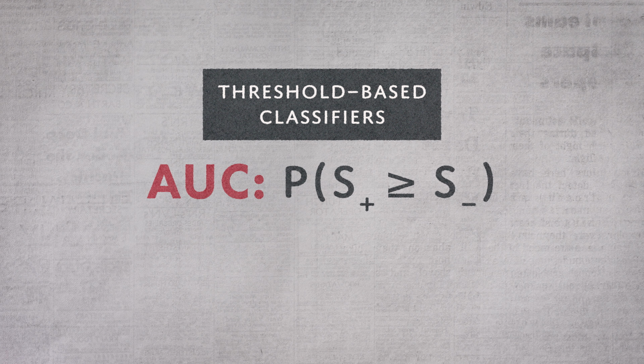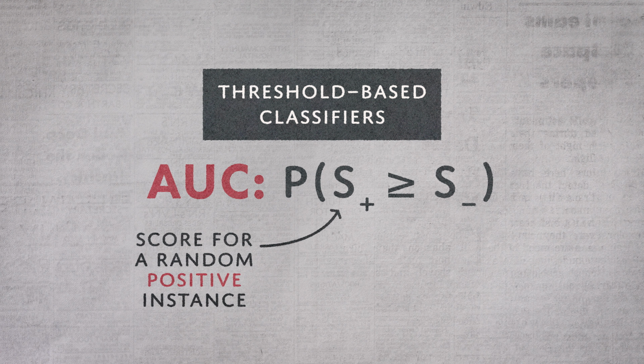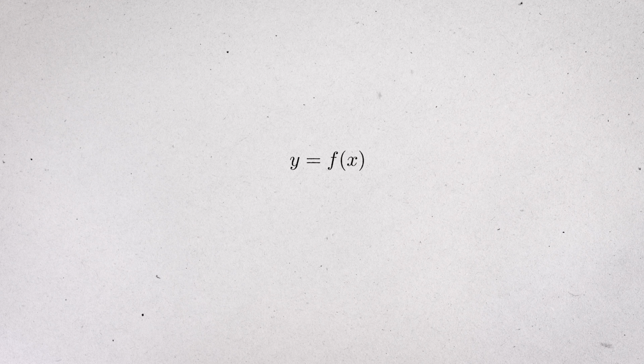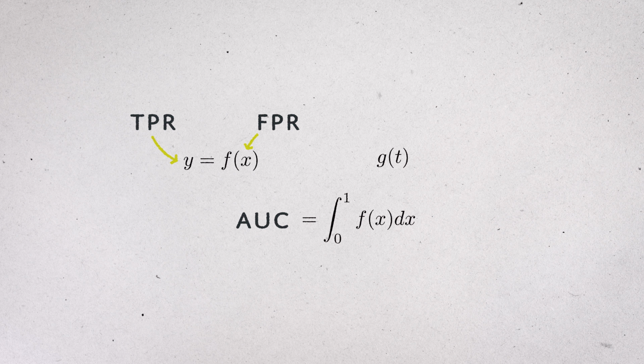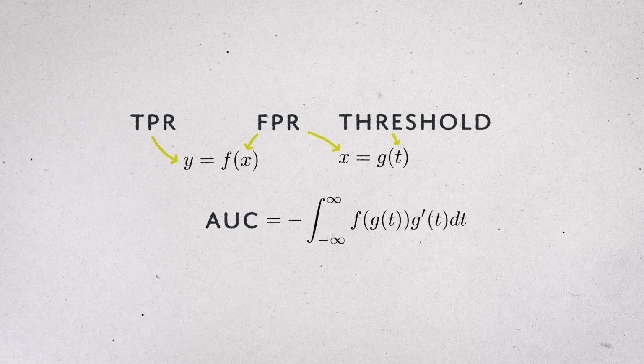It's the probability that the classifier assigns a higher score to a randomly chosen positive instance than to a randomly chosen negative instance. To see why this is true, let's start by writing the ROC curve as a function y equals f of x, where y is the true positive rate and x is the false positive rate. Then the area under the curve is nothing but the integral from 0 to 1 of f of x. Now, because we're talking about threshold-based classifiers here, we know there exists a function g of t such that x equals g of t, where x is the false positive rate corresponding to threshold t. Using a change of variables, we can rewrite the area under the curve integral in terms of the threshold.